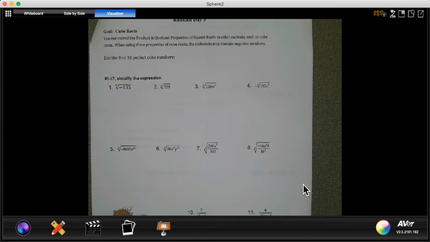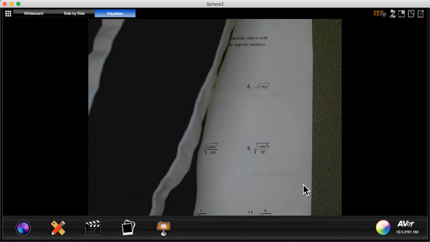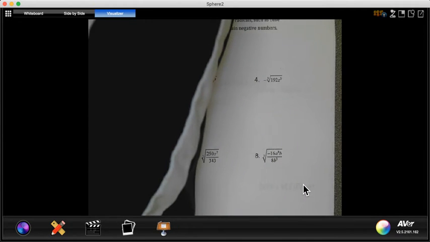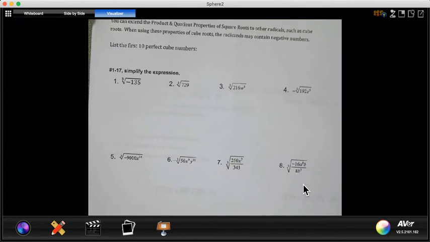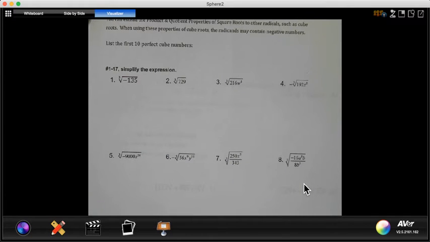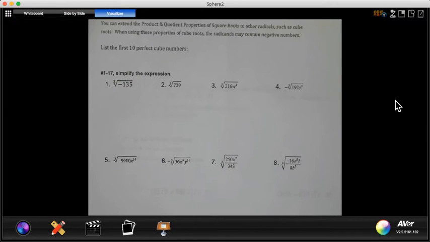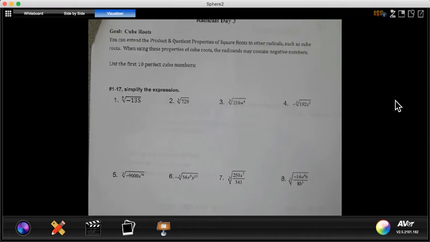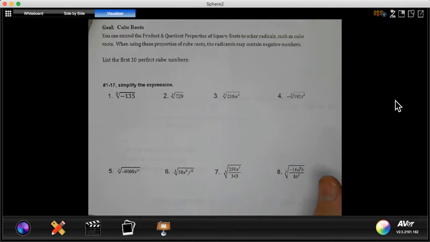On day 3, let me zoom in a little bit here. So day 3 is now all of the things that we learned with square roots, we're going to work through with cube roots. Cube roots just make it a little bit tougher because you have bigger numbers and you have a little bit tougher rules to follow. Okay? So why don't we get started.